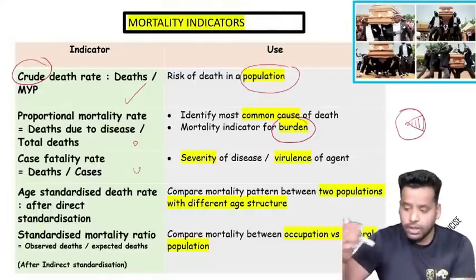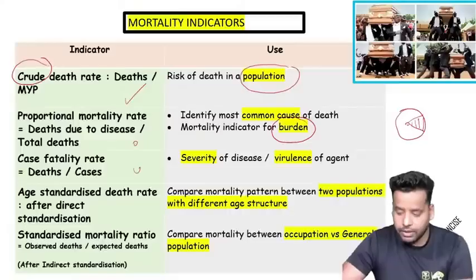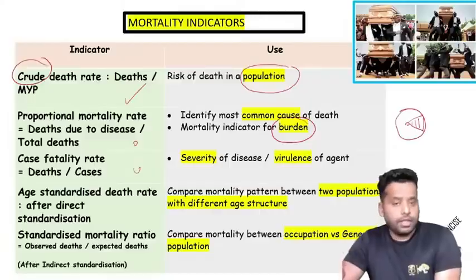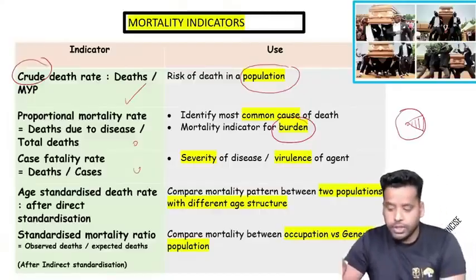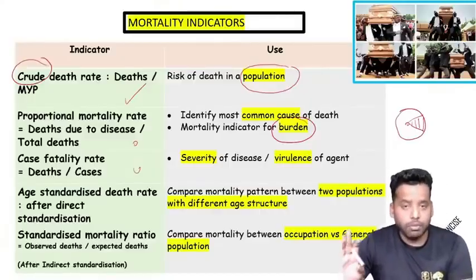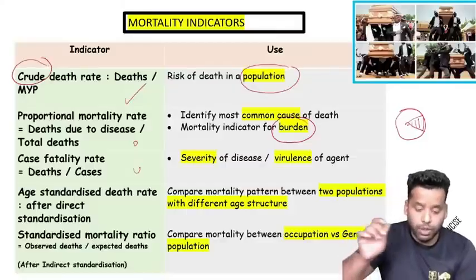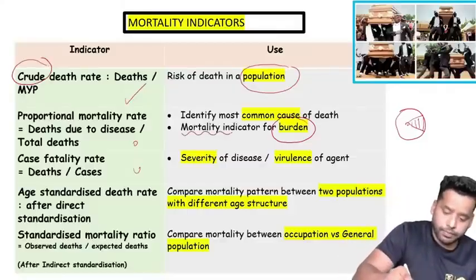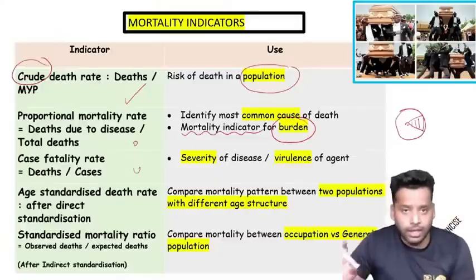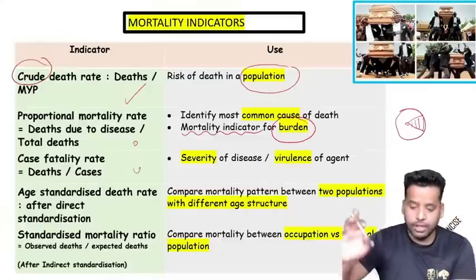What is your answer? Tell me. Yes, correct. Burden. See my words properly. Everything is written there. I am asking the same thing: which is the indicator to indicate burden of disease? I mean the mortality indicator. Proportional mortality rate.